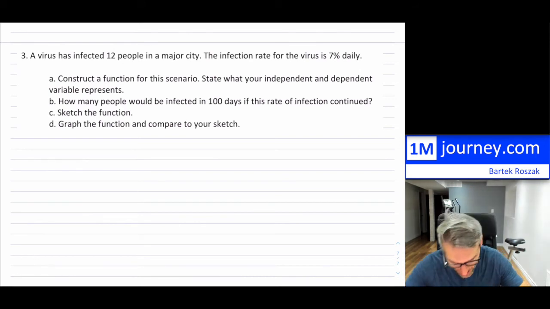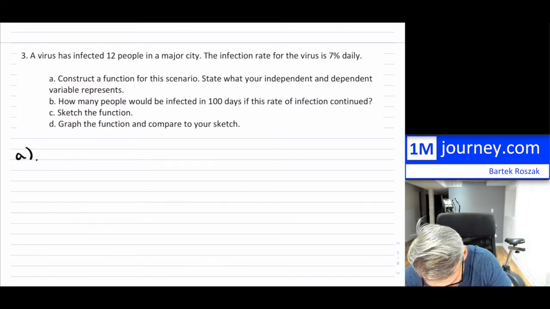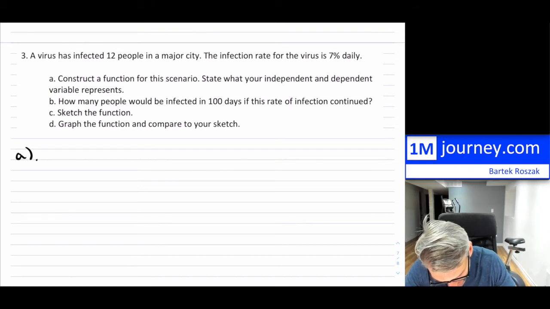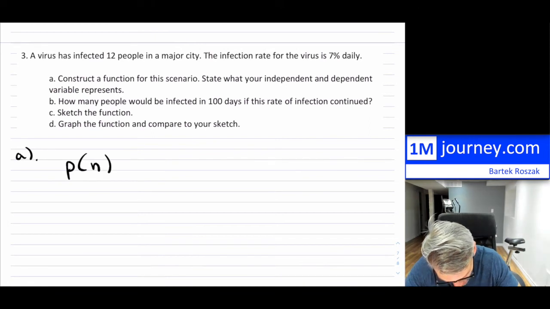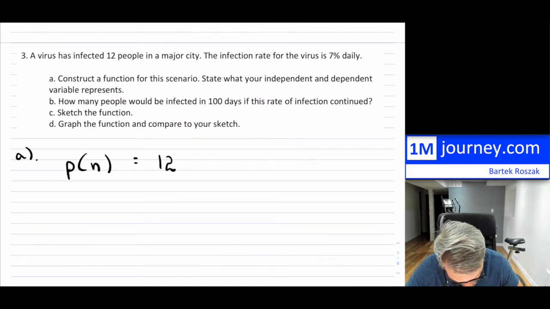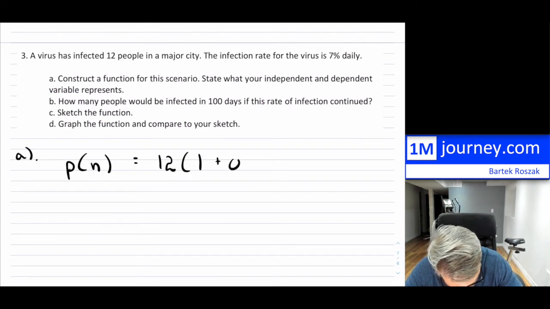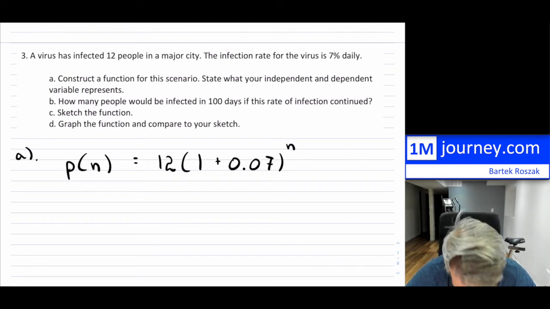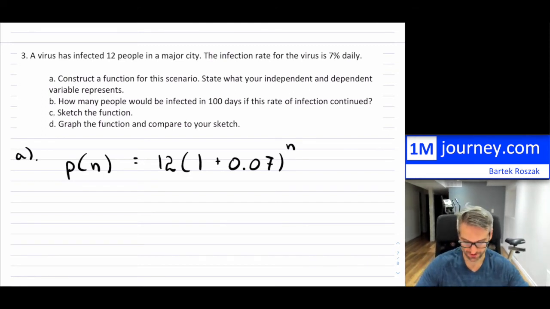Now, this is for part A. What do we know? Well, the infection rate for the virus is 7%. So this is kind of exponential growth. So let's go back. Now we have a population. So I'm going to say P of n is equal to, what do we start? We're starting at 12. And this is going to have 1 plus, so notice 7% is 0.07. And this is to the n. All right, so this is what I have for my exponential growth function.